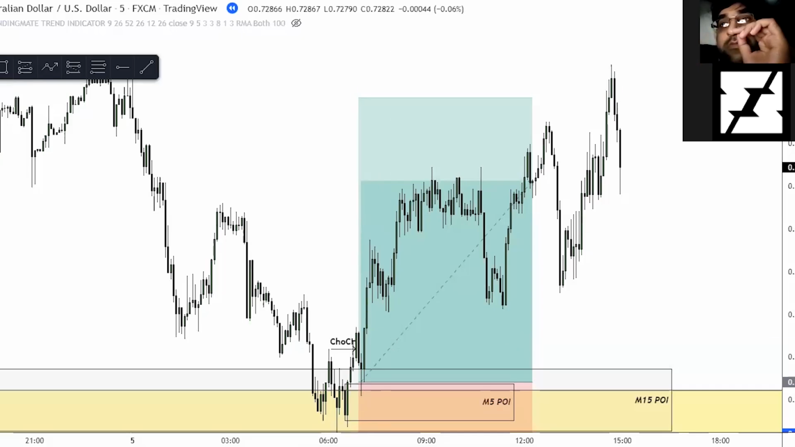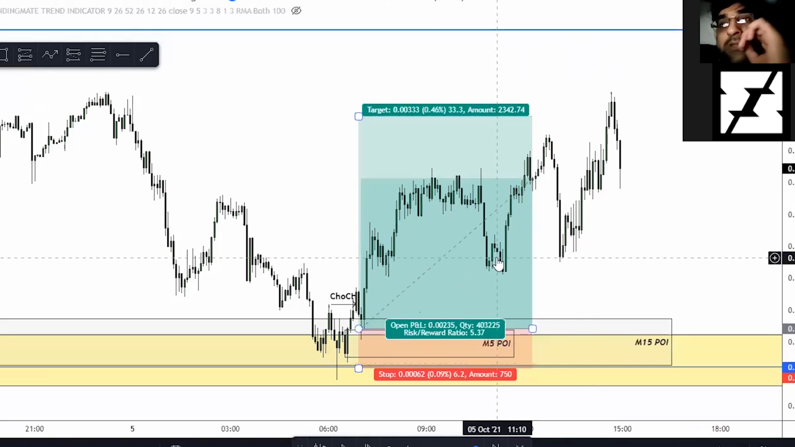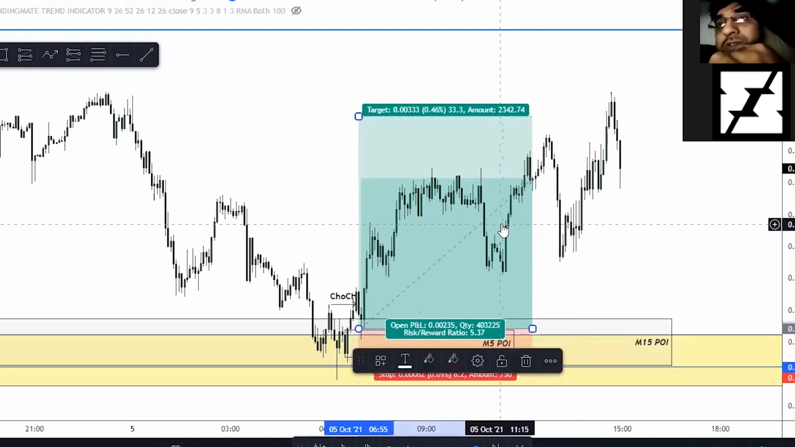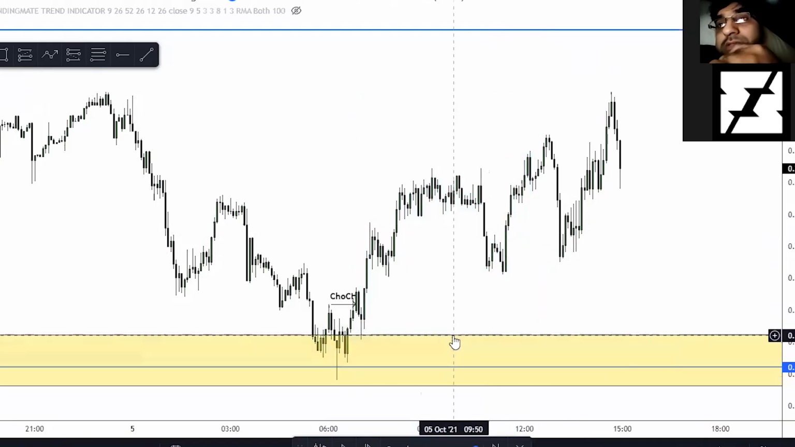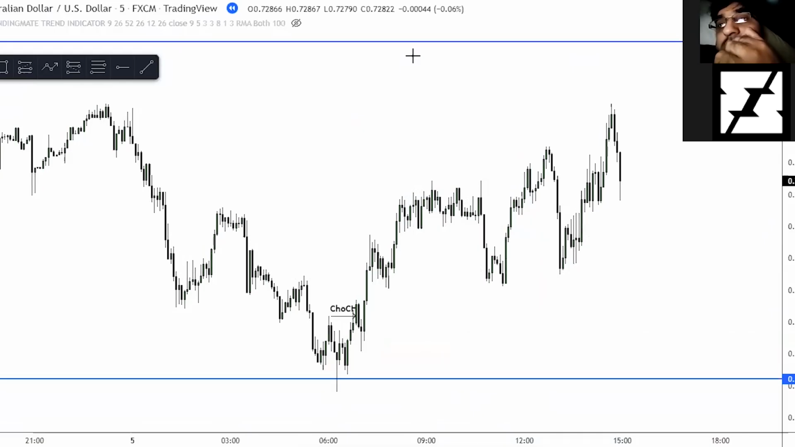A lot of people told me that my courses are not long enough, but it's just simple stuff. You don't need to make it difficult to understand. It's just basic and simple stuff. You need to follow all these steps to do the strategy, and it will become profitable. The POI is in the last red candle, that is the order block.